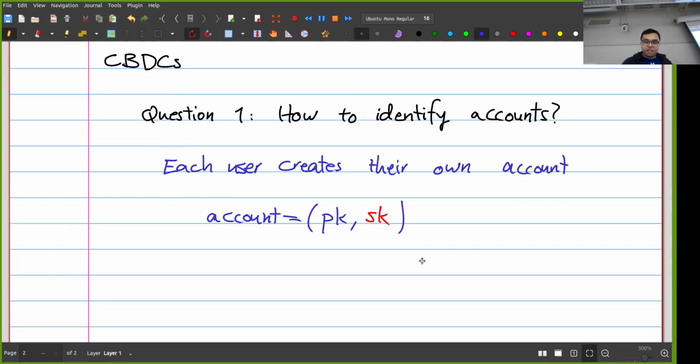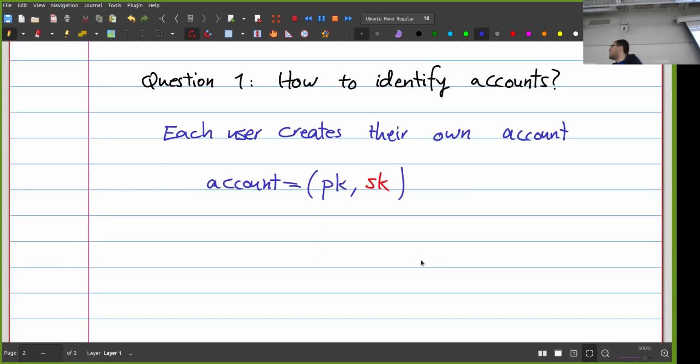Okay. So when I want to send money to someone, I don't actually say I'm sending money to Alice. I say I send money to this public key. And what that means is that if someone wants to spend that money later on, they have to give you a signature that can be verified with that public key. So only people who have the secret key can spend the money.